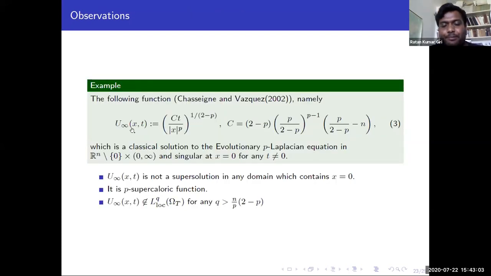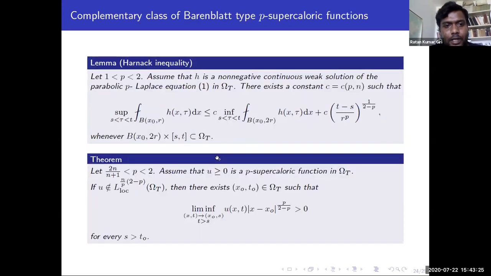It is a function u that does not belong to any L^q space for q greater than this magical number. However, it is p-supercaloric, and it is not a super solution in any domain containing the origin. So here is the complementary result to the Baron-Platt type result. It says that if we have a non-negative p-supercaloric function, and if it does not belong to this space, then there exists a point in space where the function is precisely infinity.